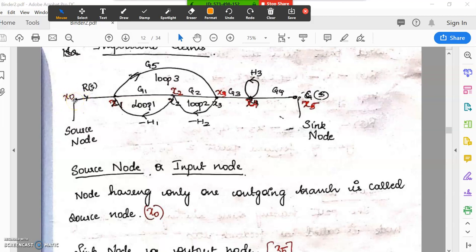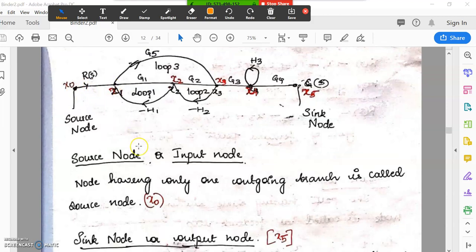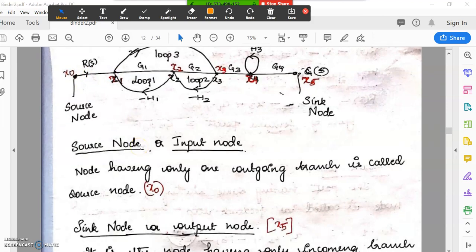The signal is just going away from this node. There is nothing coming in. Signal is only going away from this node. It is called the source node or the input node. Sink node or the output node: signal is sinking towards it. Signal is coming towards it. For the source node, signal goes away. For the sink node, signal comes towards it, or it is the output node. Here x0 is the source node. x5 will be the sink node.